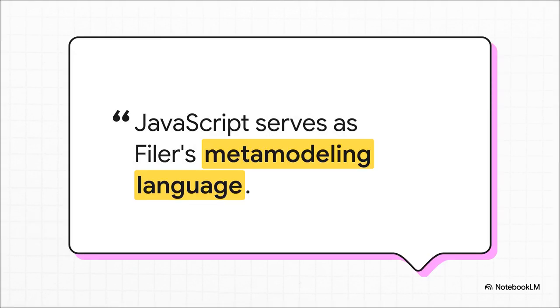And here's the kicker. A language like JavaScript stops being just the thing you use to build the application. It becomes the language you use to build the model itself. The code you write is the design. Your system schema is now a live, executable thing.